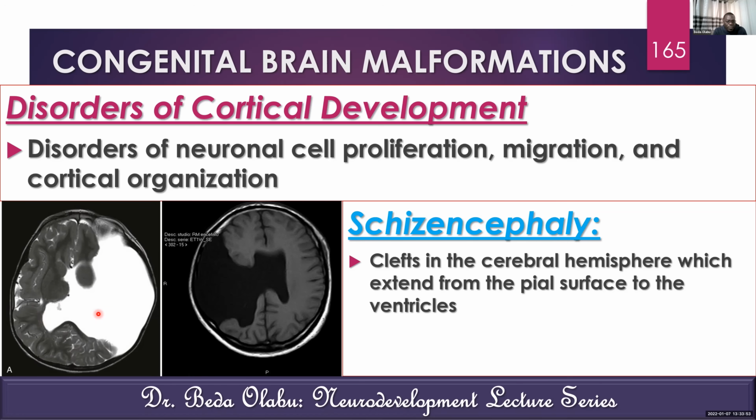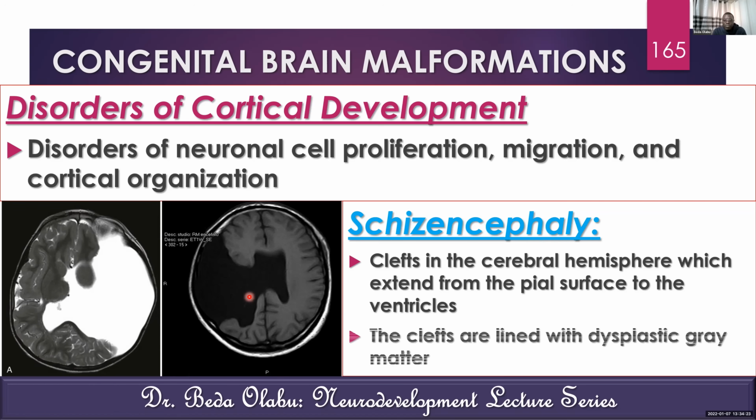As you can see here, the bright one is fluid. And so this is the ventricular space. And on the left side of this particular patient, the left lateral ventricle is continuous with the subarachnoid space through that large cleft. Even in this one, there's a large cleft connecting the subarachnoid space with the right lateral ventricle. Usually, the cleft will be lined by dysplastic gray matter. So that's why it's also part of disorders of cortical development.